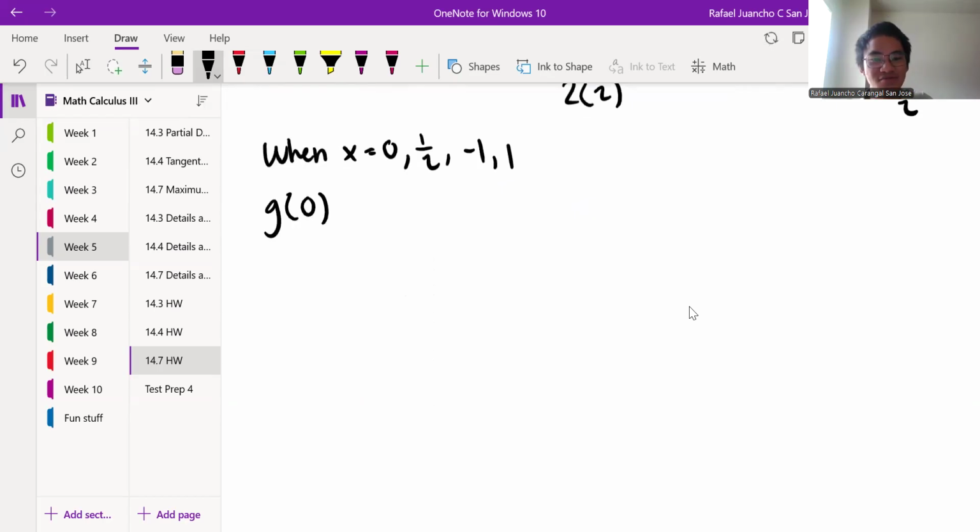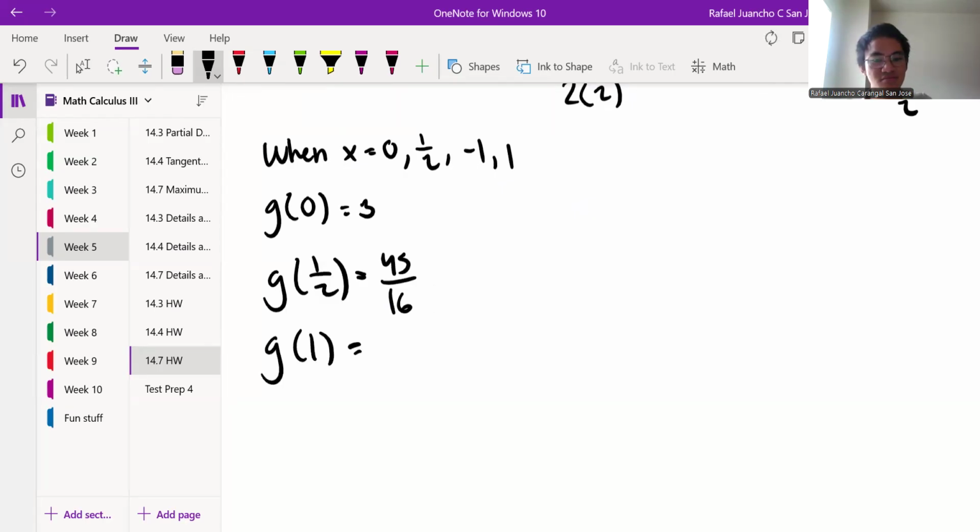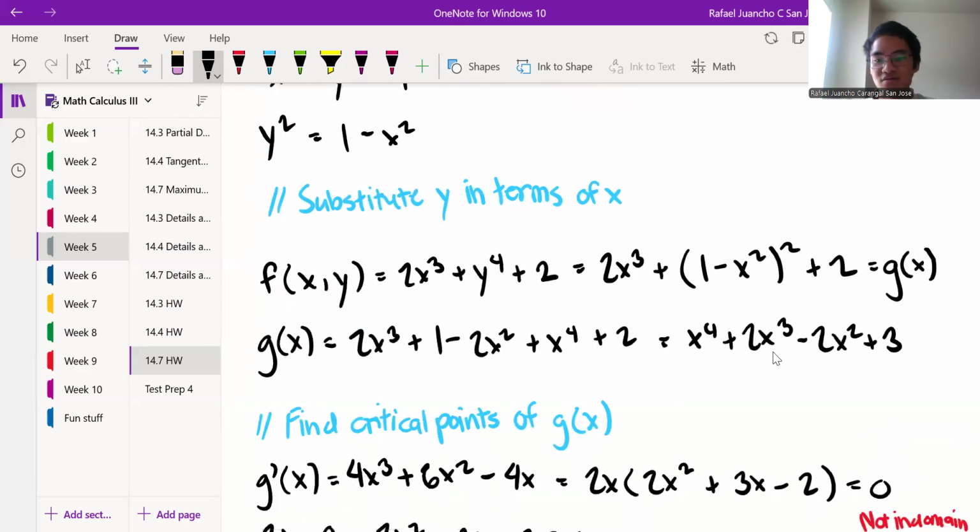Now I plug in. g of 0 is some value, 3. g of 1/2 is some value. I'm not even gonna bother. 45 over 16, apparently. g of 1 is 4. g of 0 is, I'm assuming just a 0. Or no, g of negative 1, my bad. g of negative 1 is 0. So what I did here was I plugged all the x values in here and then got some output, g of x.